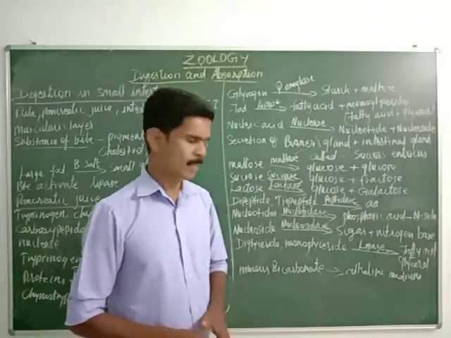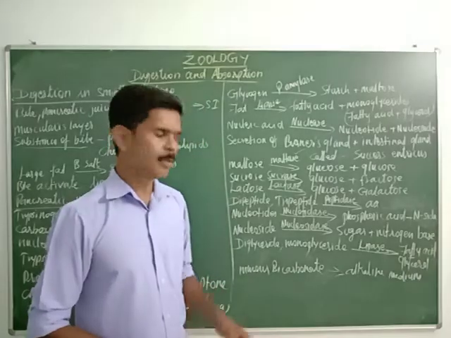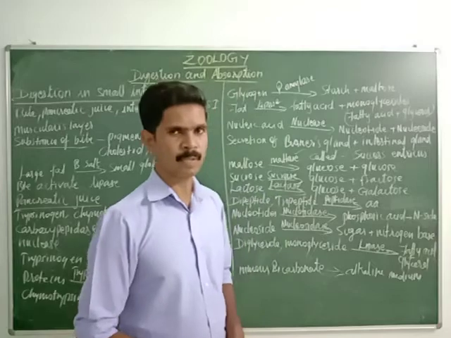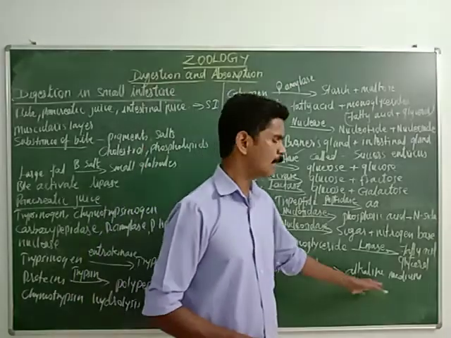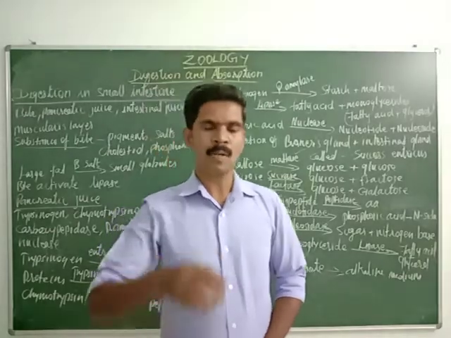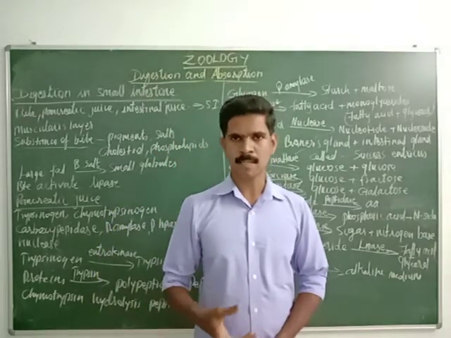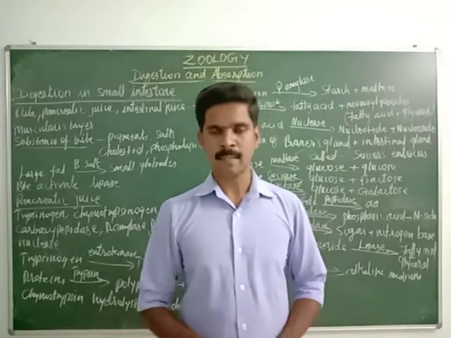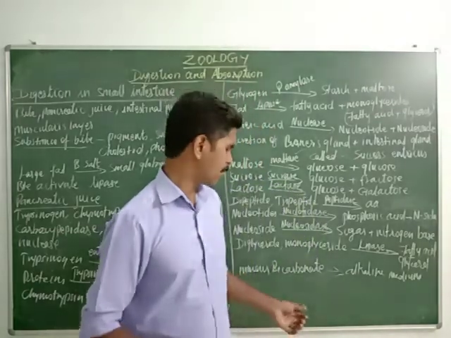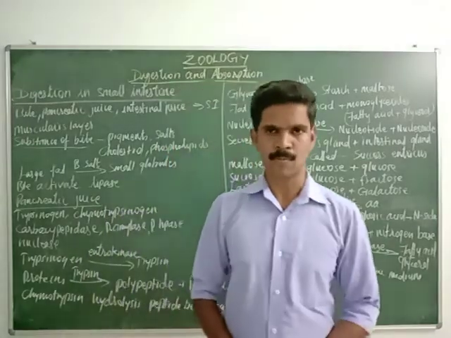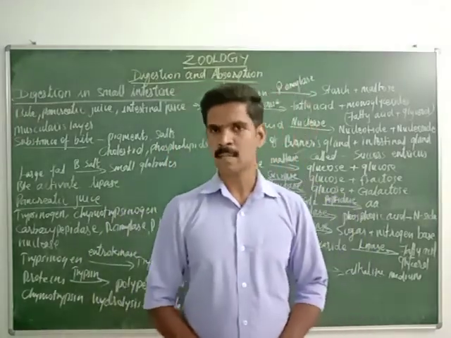Then the next point: the mucus and the bicarbonate present in the intestinal juice provide the alkaline medium for the activity of enzymes. So for the effective functioning of the enzymes, they need an alkaline medium. That alkaline medium is given by the mucus and bicarbonate present in the intestinal juice. Understand, my dear students?